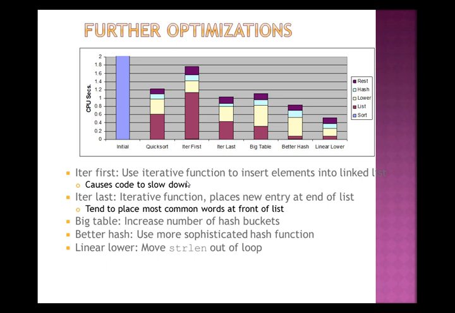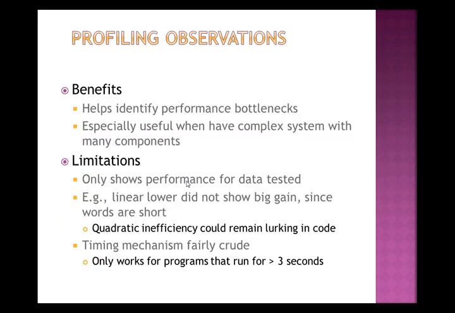Linear lower means moving the strlen function out of the for loop, out of any loop. These are the optimization techniques that are used for increasing program efficiency.